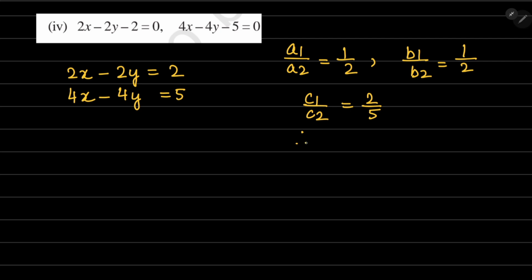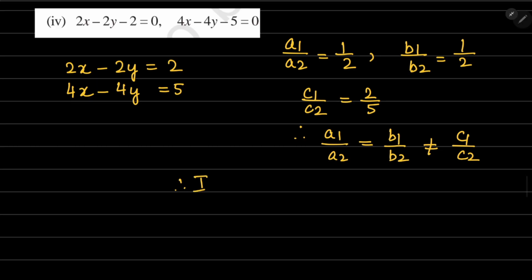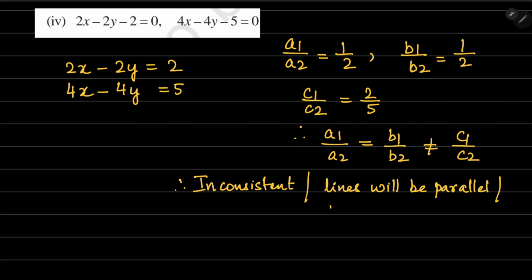So what do you get here? Therefore, you will get that A1 by A2 is equal to B1 by B2, but this is not equal to C1 by C2. So therefore, here the system is inconsistent, and the lines will be parallel to each other, and there cannot be any possible solution, so no solution. This is what you have to write. Is this clear?